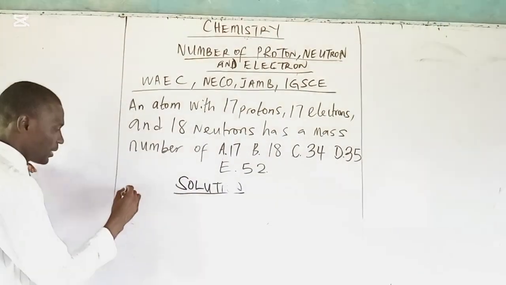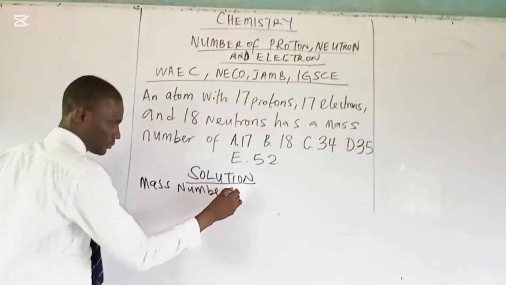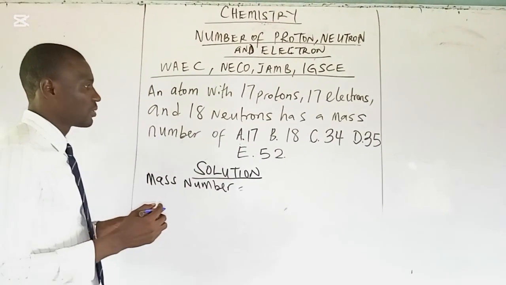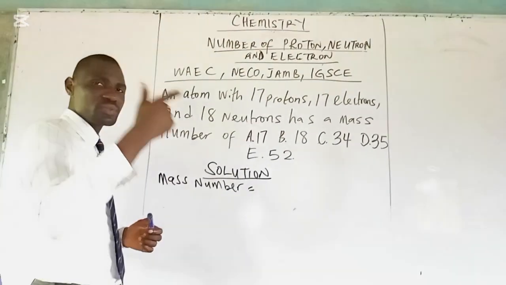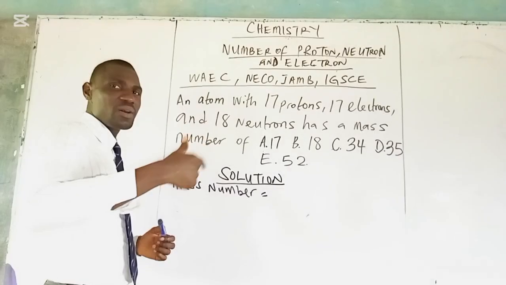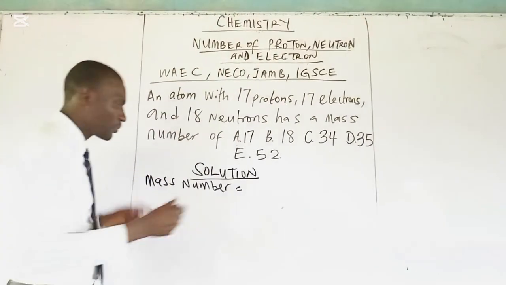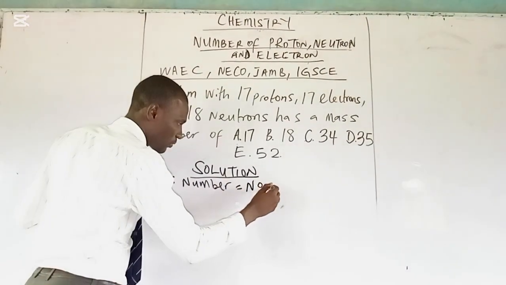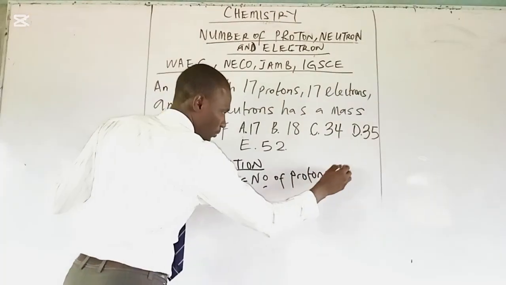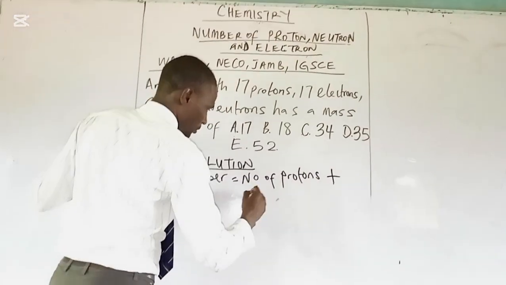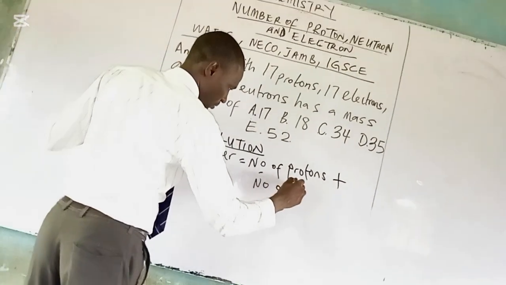To get your mass number is the addition of the number of protons and the number of neutrons. But mass number is the number of protons and the number of neutrons in the nucleus of an atom of an element. Mass number is number of protons plus number of neutrons.